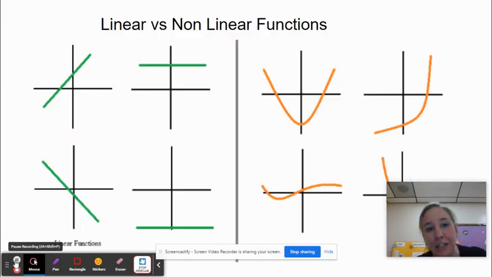Now we have linear functions versus not linear functions or nonlinear functions, right? Which is pretty straightforward. Linear literally has the word line in it, linear, if you will. So basically, all this in the green, those are linear functions because they are a straight line. These in the orange, since they're all wiggly and curvy, they're not a straight line. Therefore, they are not a line. They are non-linear.